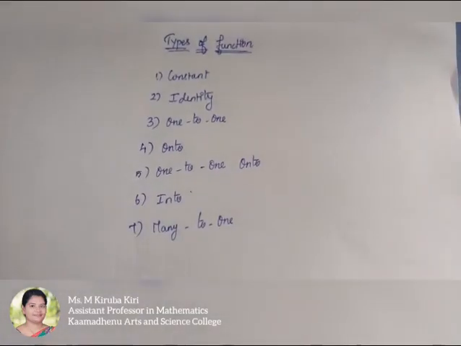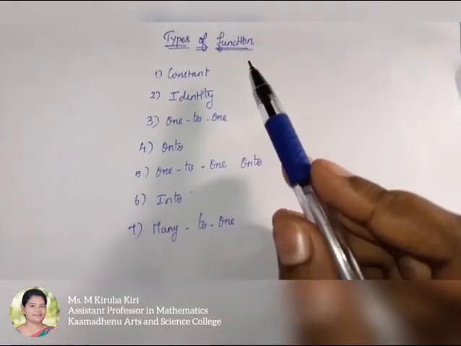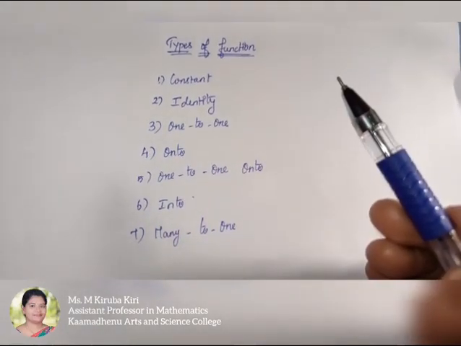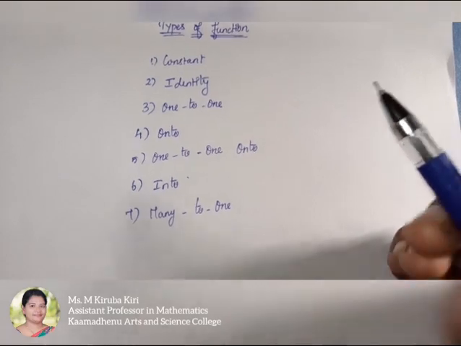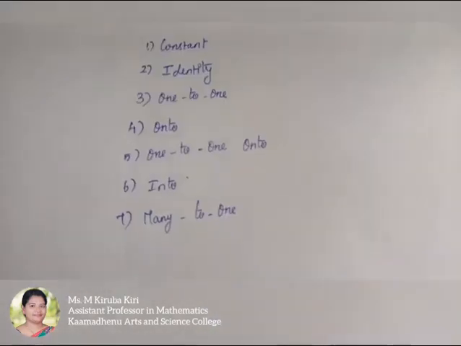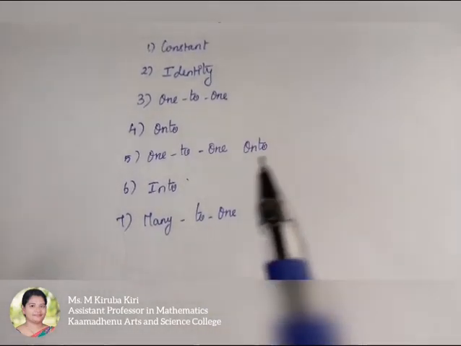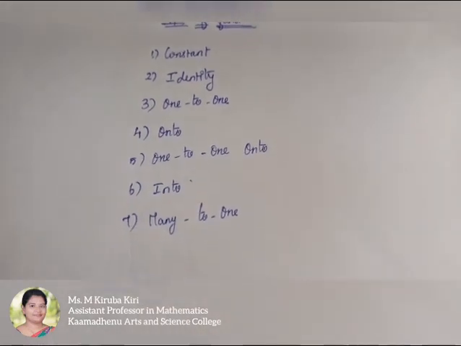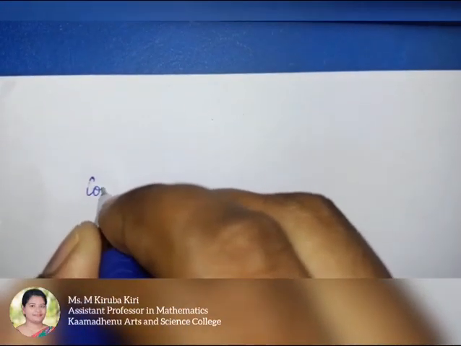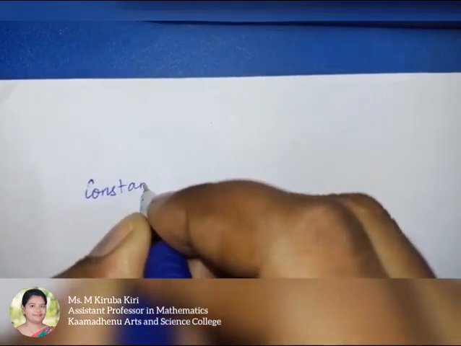These are some types of functions. First one is constant function, second one identity function, third one one-to-one function, fourth one onto function, fifth one one-to-one and onto function, sixth one into function, seventh one many-to-one function. Then first one, constant function.